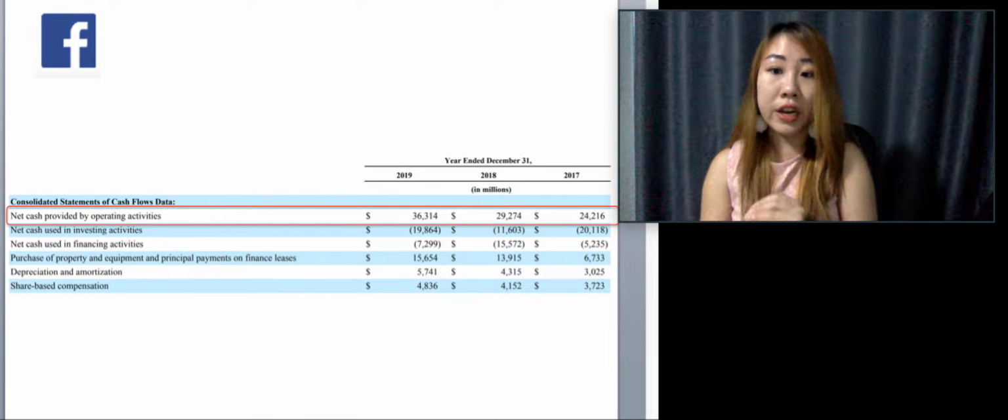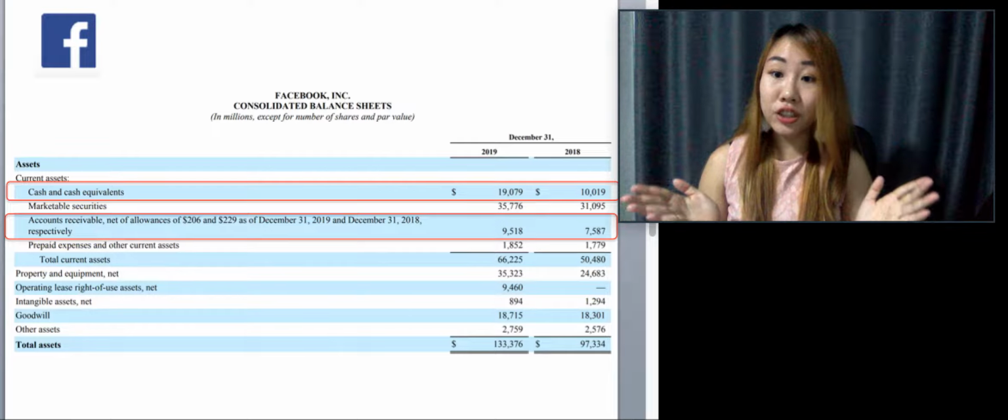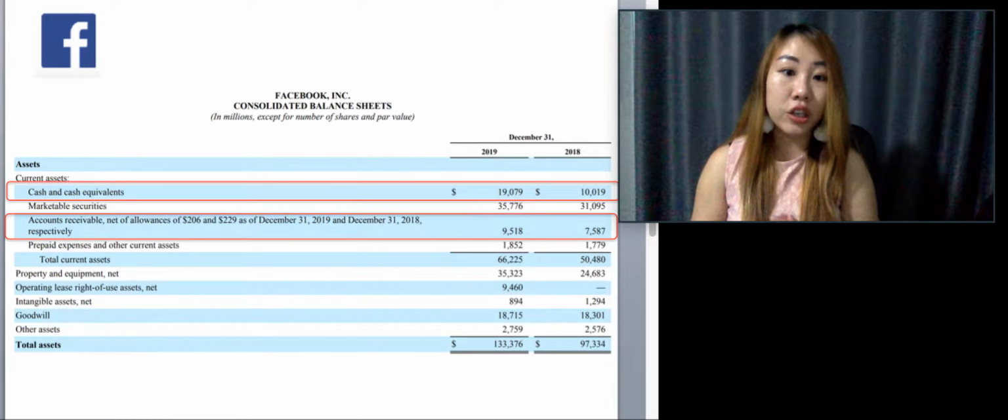about as an investor. Now, then let's look at the balance sheet. In the balance sheet, I would pay attention to the cash because real hard cash is the most important to me.